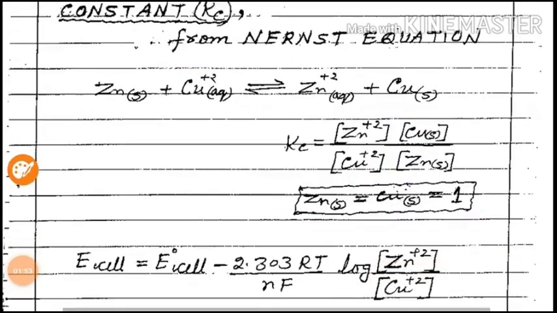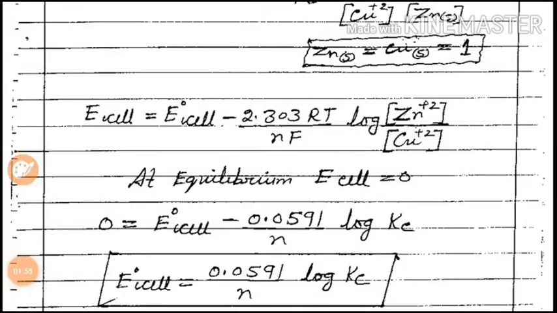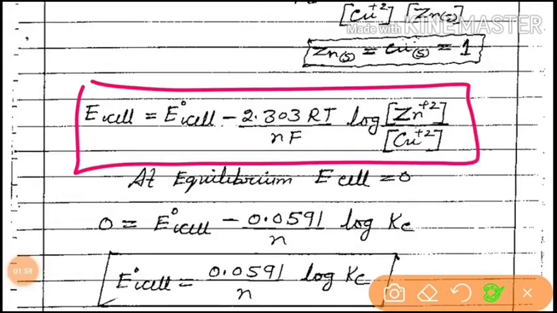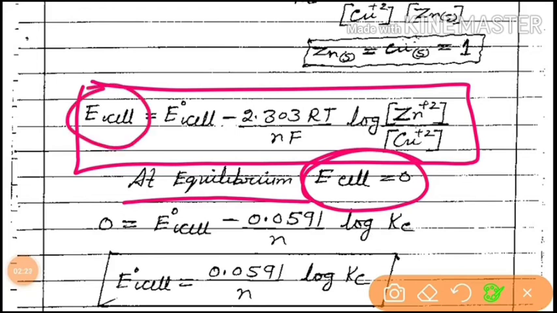So see, this is the expression which we have studied just now. In the next equation, E cell is equal to E naught cell minus 2.303 RT upon NF log Zn plus 2 upon Cu plus 2. For the whole electrochemical cell, zinc and copper, we assume it is at equilibrium, and at equilibrium the E cell is equal to 0. So this E cell will become 0.